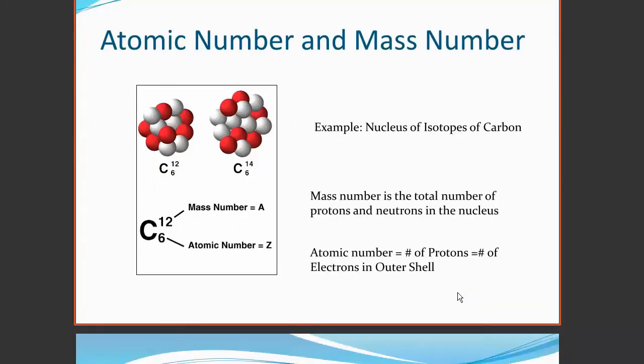Let's first look at the nucleus. Inside the nucleus we have nucleons, and the nucleons inside the nucleus are protons and neutrons. The protons are shown in red in this diagram of a carbon-12 nucleus, and the neutrons are shown in white.